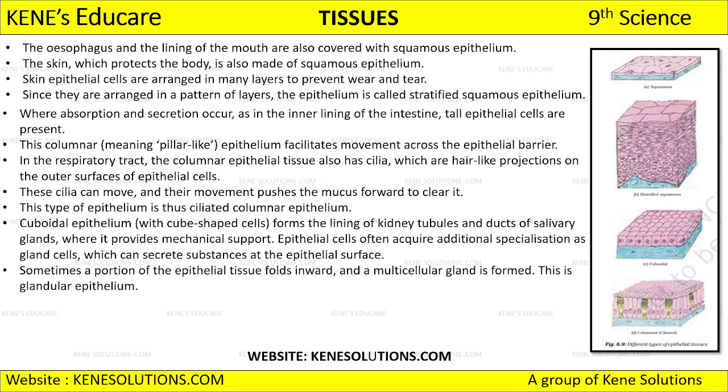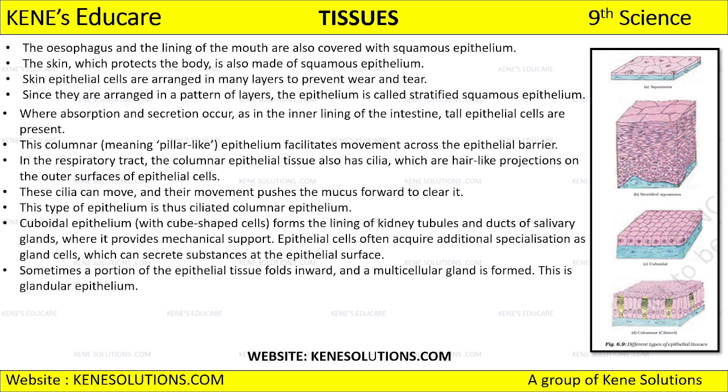If you can see the third tissue over there, because it is pillar-like, we call it columnar epithelium. The fourth one, not the third one. So columnar epithelium is going to help in movement across the epithelial barrier, and this is present in the respiratory tract. In the respiratory tract, the columnar epithelial tissue has cilia.